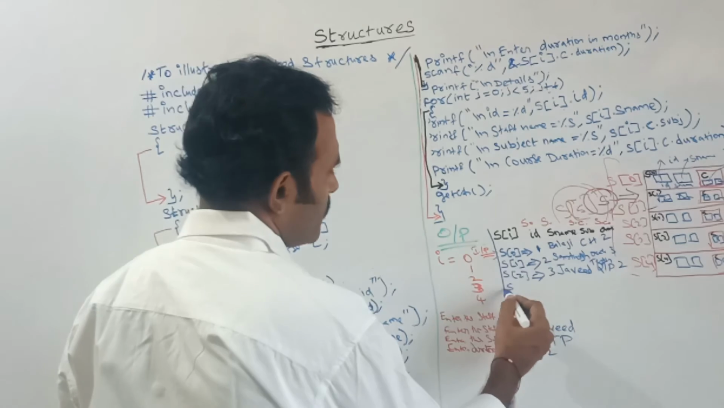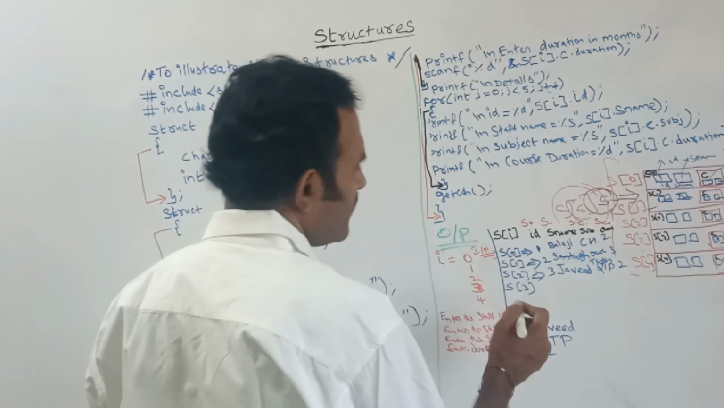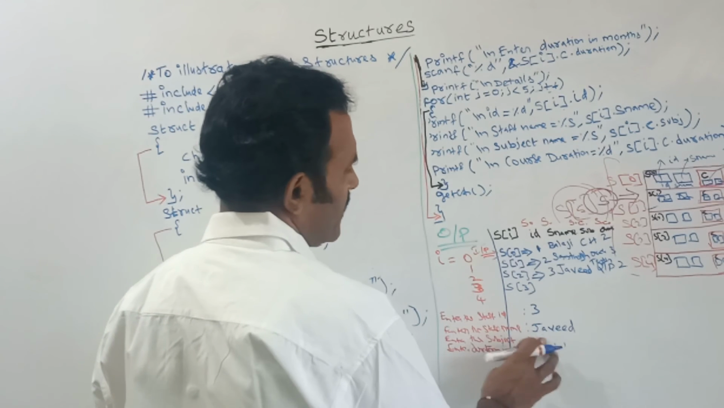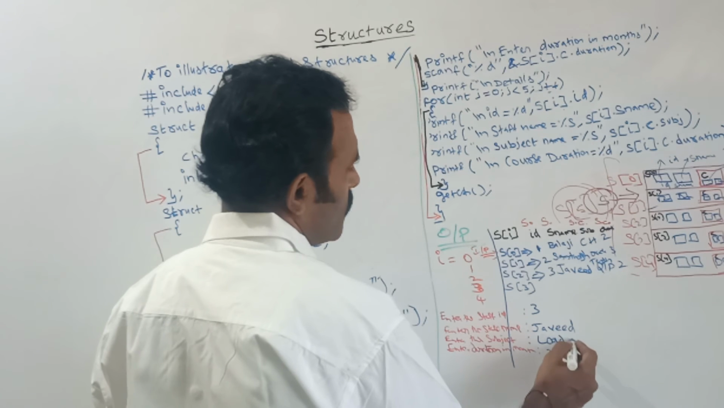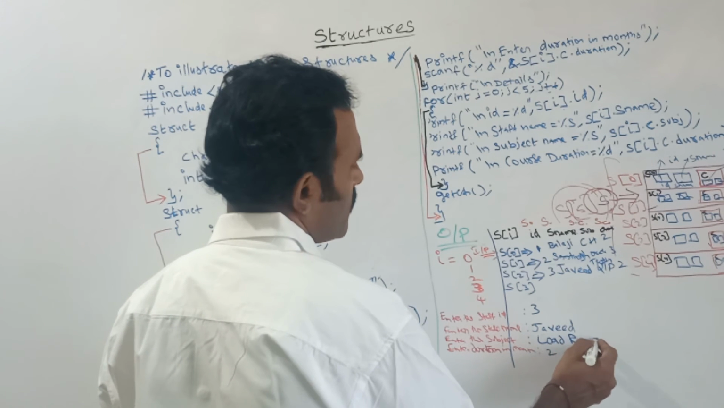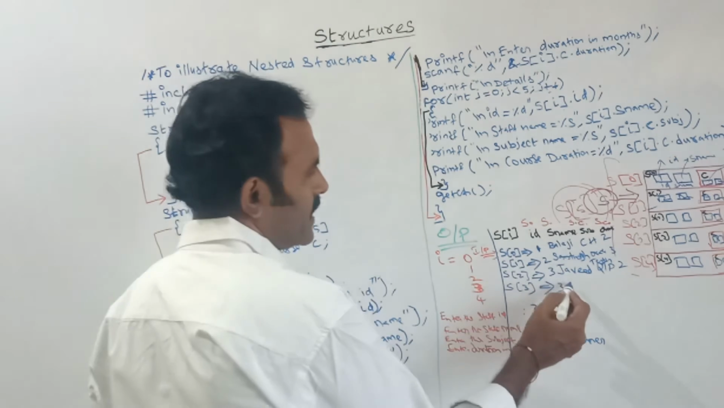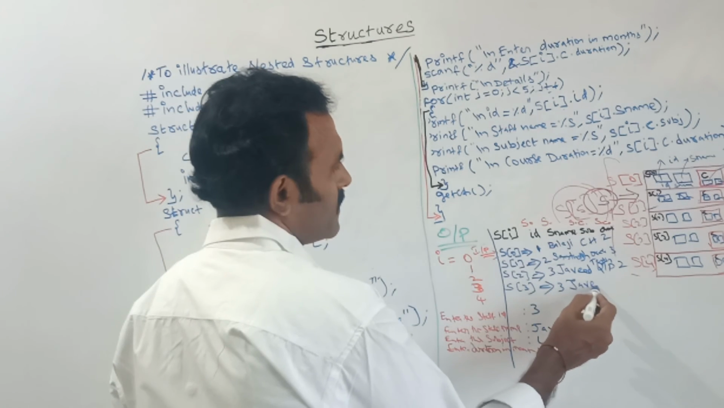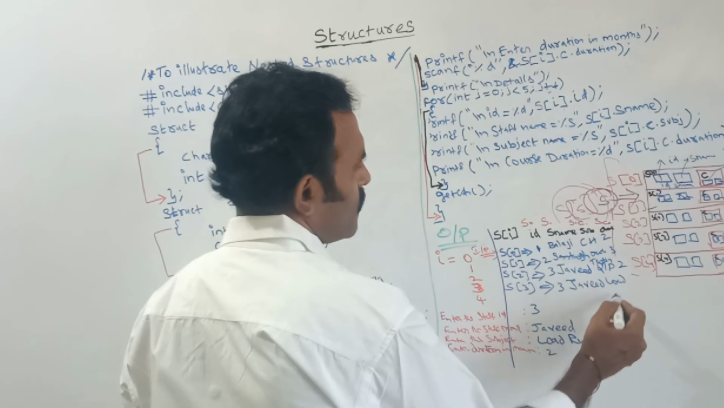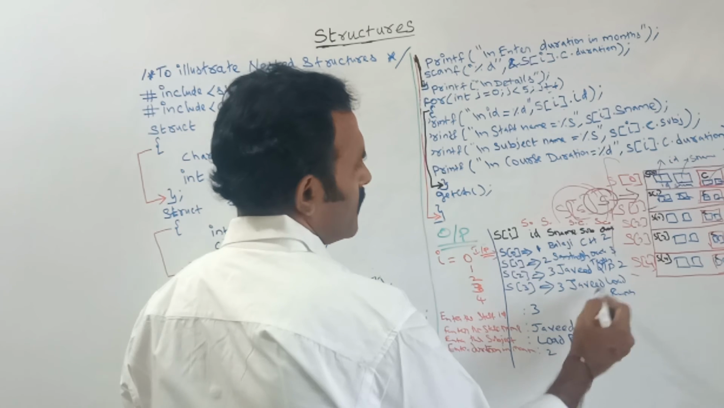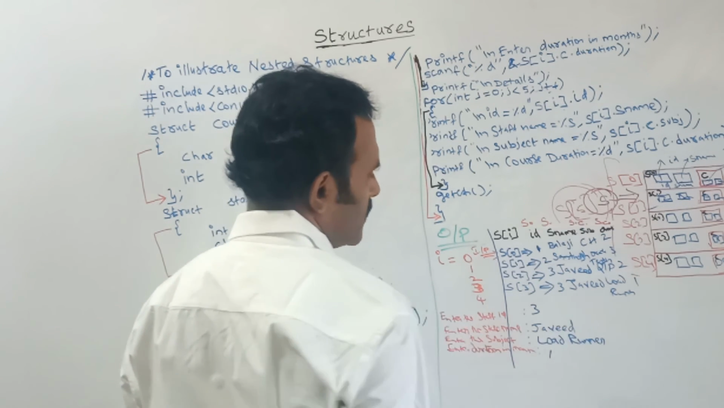Next s of, here for the third location, if you are giving the 3, and if you are giving it as load runner, here same staff 3, Javid, here subject name is load runner, next duration is here 1 month.